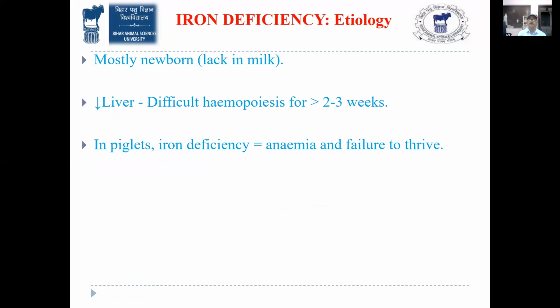Now we will talk about iron deficiency. What is the etiology of iron deficiency, and why does it mostly occur in newborns? Due to lack of iron and its precursor in milk, mostly newborns are affected with iron deficiency. Decreased iron level in the liver leads to difficult hematopoiesis after 2 to 3 weeks of age. In piglets, iron deficiency causes anemia and failure to thrive.